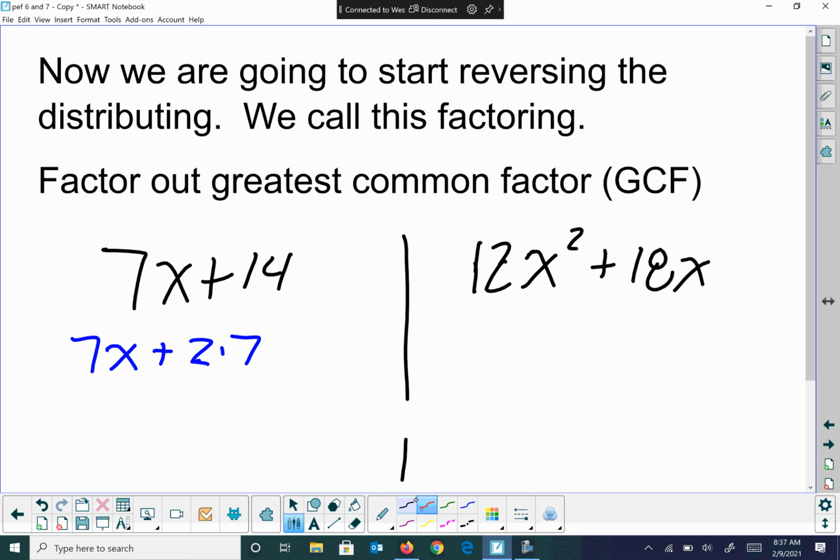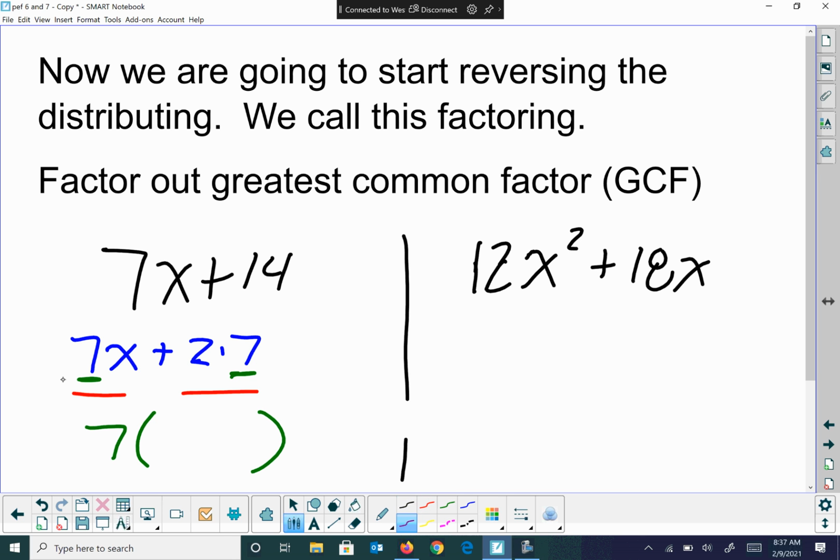Now, I have two terms up there. I have 7x and I have 14. 14 just happens to be 2 times 7. So we're going to look: do I have something in common between the two? And it looks like I have a 7. So I'm going to bring a 7 out front, and then I'm going to make parentheses.